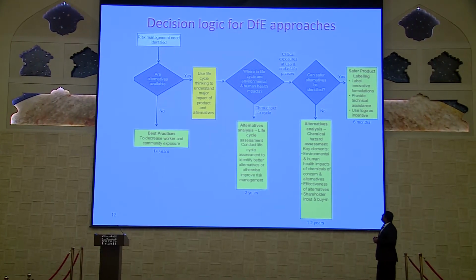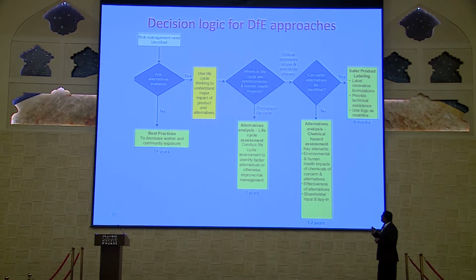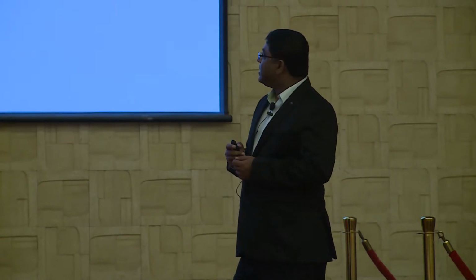From there we ask where in the life cycle the environmental and human health impacts are. If it is throughout the life cycle, then we do alternative analysis and conduct a life cycle assessment to identify better alternatives or otherwise improve risk management. That will probably take 2 years.